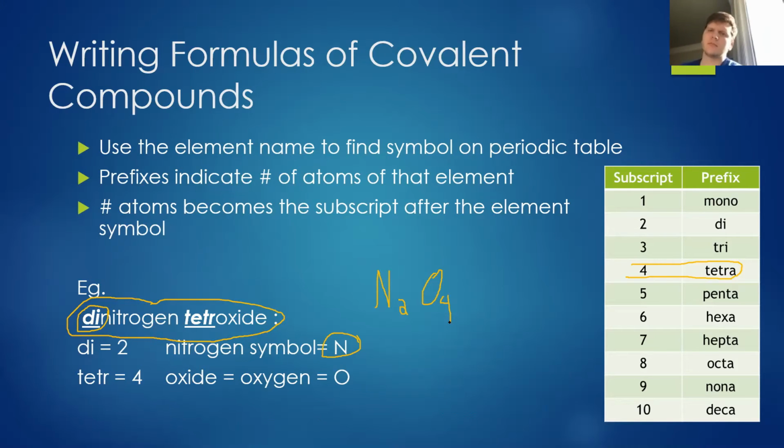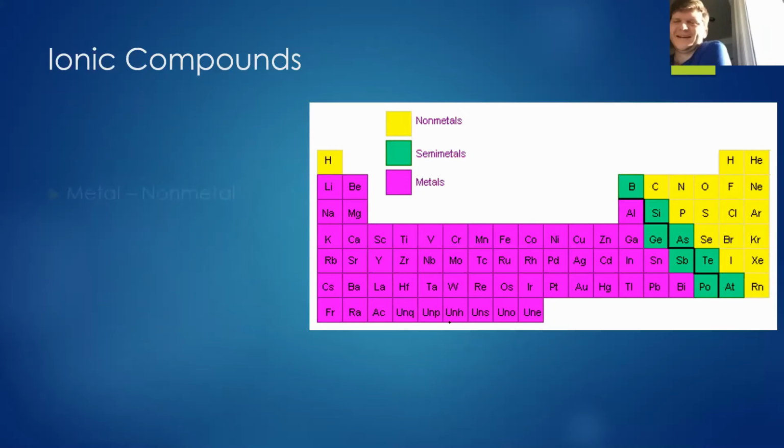So let's get into the hard ones. Ionic compounds are the hard ones because, as you can see, ionic is a metal with a nonmetal, and our metals make up most of the periodic table. It's all those ones in that pinky fuchsia color.